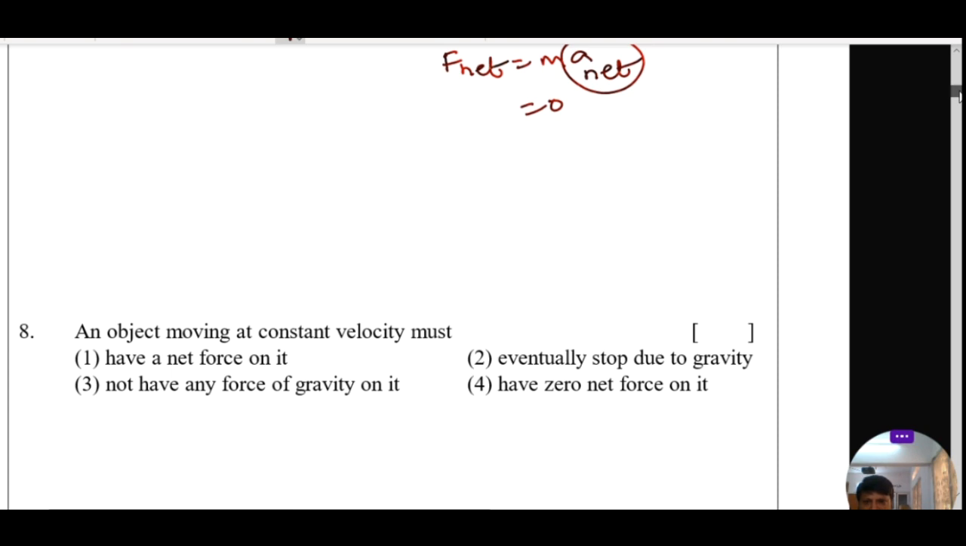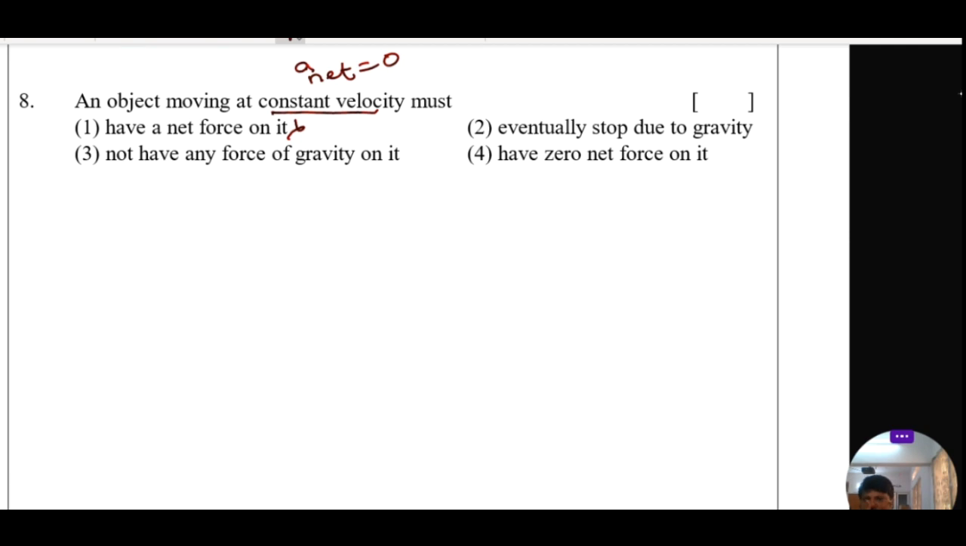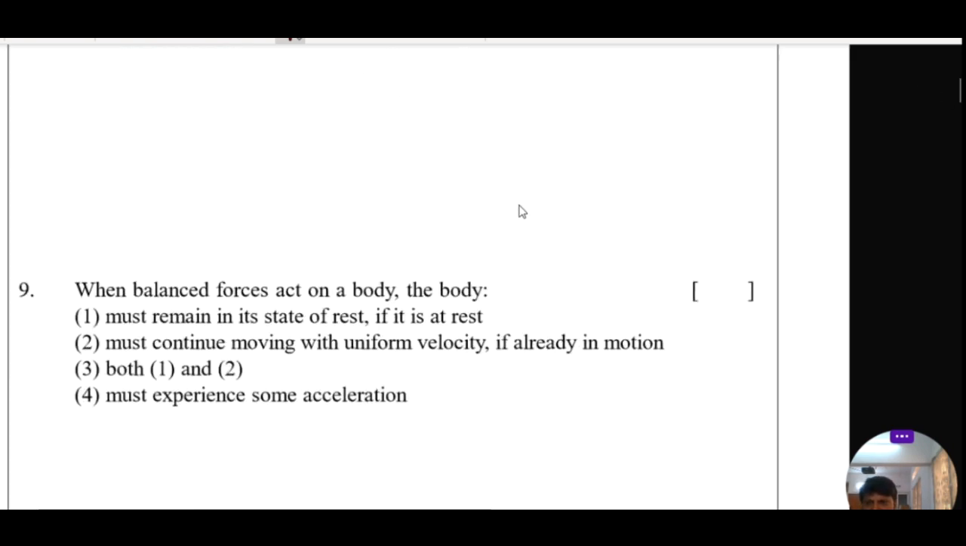Next, eighth question. An object moving at constant velocity must. Constant velocity means net acceleration equal to 0. Must have net force on it? No. Eventually stop due to gravity. Not have any force of gravity on it. Have 0 net force on it. Net acceleration is 0 means definitely net force should be 0. So have 0 net force on it. Option 4 is the right answer. Next, ninth question.